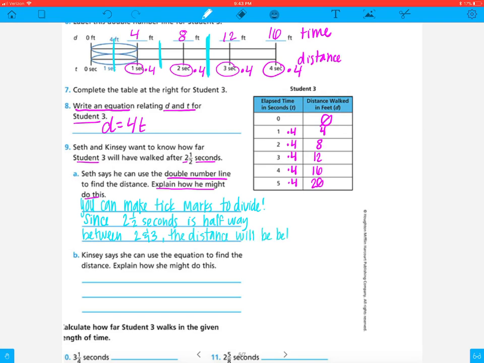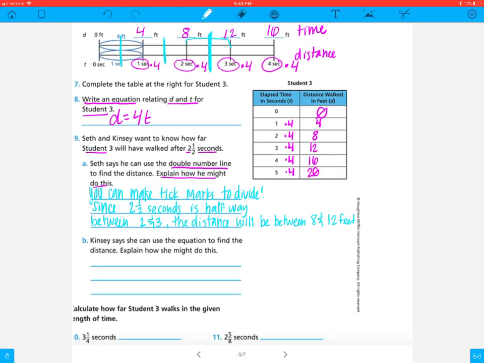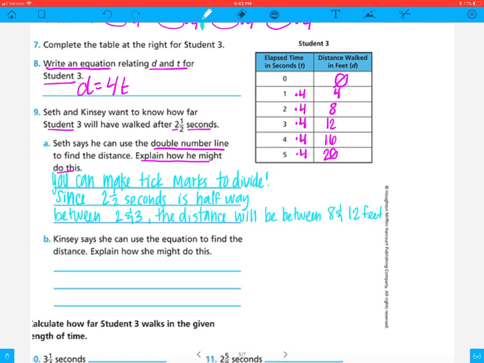So the entire time that I've been plugging in, just multiply the 4 by 1, 2, 3, or 4, I'm actually going to be multiplying the 4 by 2½. And I'm doing 2½ this time because that's the elapsed time.